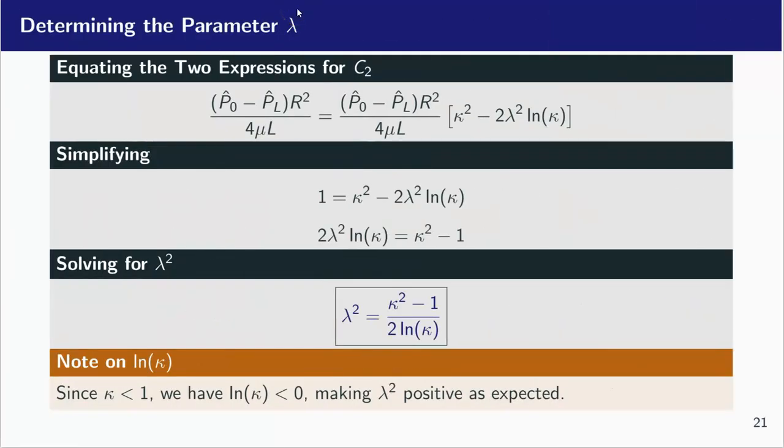Now from that, if we equate the two expressions, this term will cancel out, R square cancels out, this will cancel out. So 1 minus k square minus 2 lambda square ln k. So now from here we can get lambda square. Since k is less than 1, we have ln k less than 0, so making lambda square positive as expected. Okay, so we'll get the lambda square.